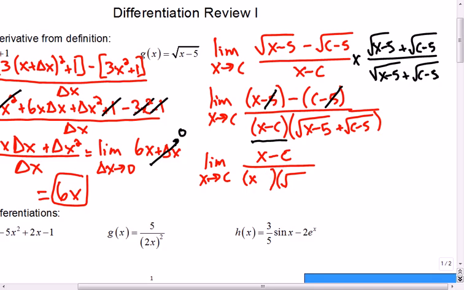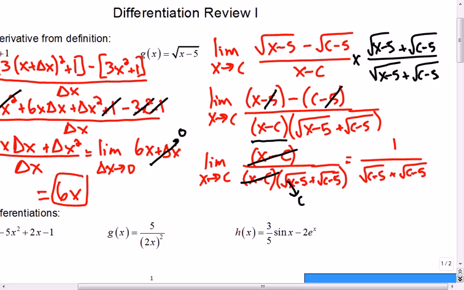Sorry, that's a 5, that's not a c. Try that again. x minus 5 minus c minus 5 on top, over x minus c times root x minus 5 plus root c minus 5. So that means I'll be able to take those factors out. And now I have no more issue with dividing by 0. It's possible to evaluate this limit. As x goes to c, this turns into a c. So I end up with root c minus 5 plus root c minus 5. Add them together. This is probably the one that you would have come up with had you used the chain rule on it.